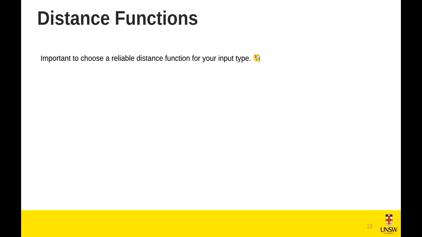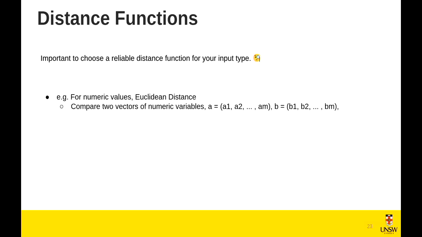Actually, it's just like what we discussed just now, it's important to choose a reliable distance function for your input type. And for numeric values, we can use Euclidean distance. This is somehow similar to some concepts in machine learning, the distance calculation. So you may have a cosine distance as well for numeric values. We have Euclidean distance, which is calculated like this, and this is somehow similar to a physical distance. And for strings, we have a lot of distance measurements. You can click on this link if you want to have a better look at the definition of this distance. But I won't get into details here because it's really dependent on the target we are using. And let's continue.